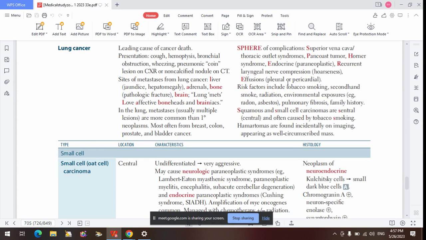So the pleura, the pericardium is just within the mediastinum. That's the heart, so you can have an effusion there too.